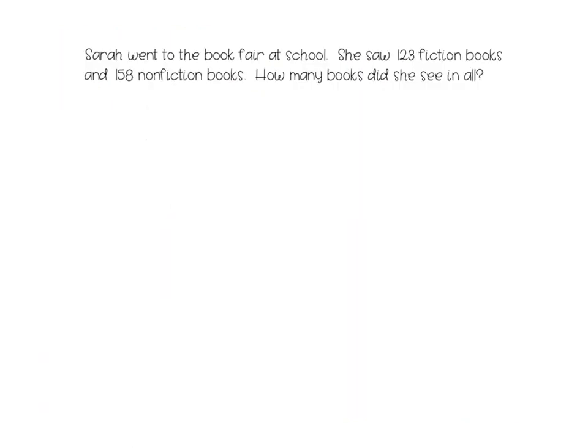So in our next slide here, we have a story problem. I'm going to go ahead and read it. It says, Sarah went to the book fair at school. She saw 123 fiction books and 158 nonfiction books. How many books did she see in all?